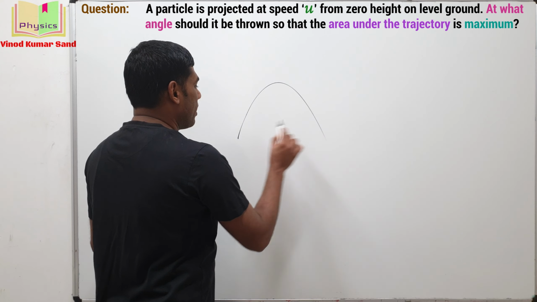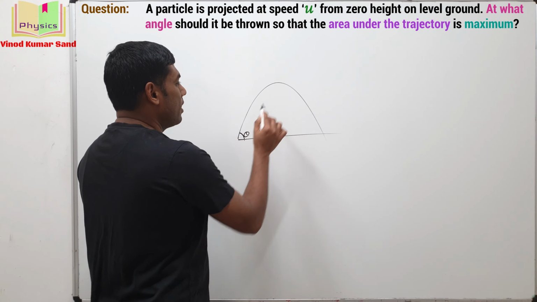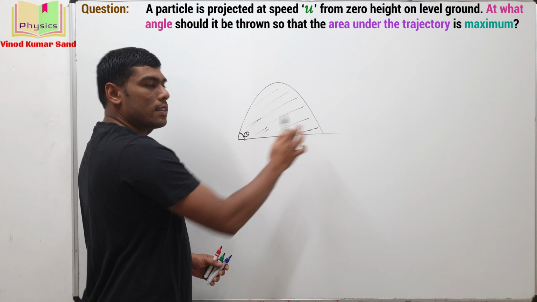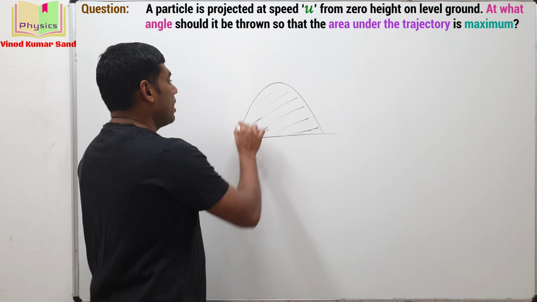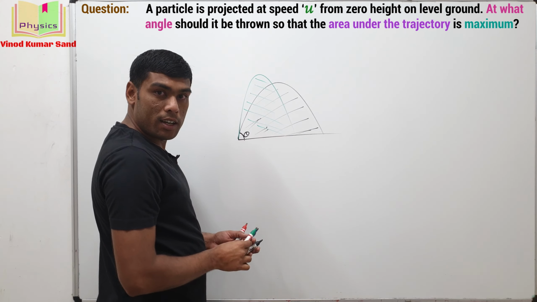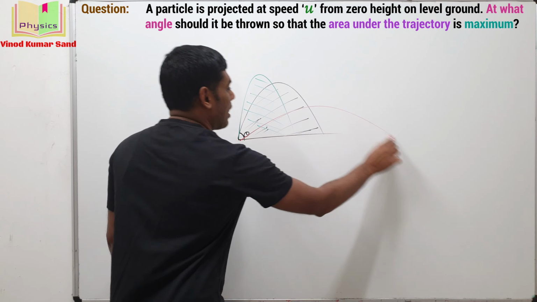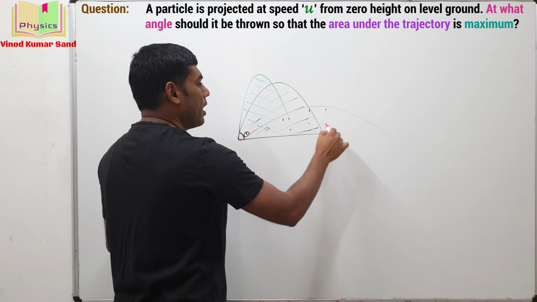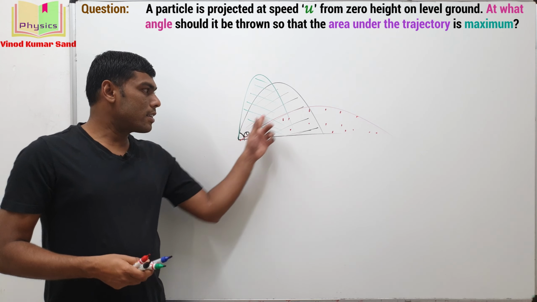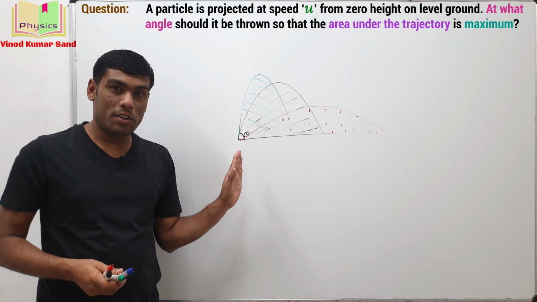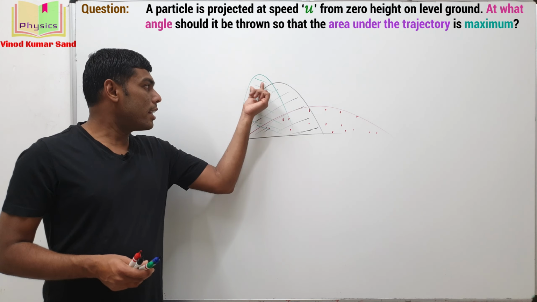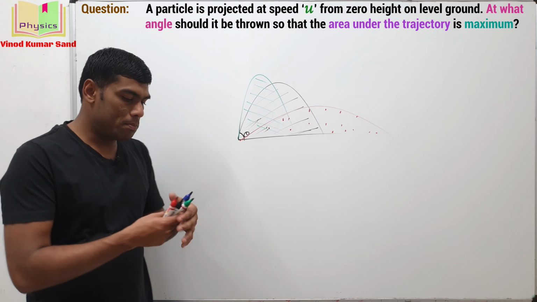Suppose we fire a projectile like this at this angle, then there will be some area under this curve, under this path. Got it? Suppose we change the angle and we fire it like this, then there will be some area under the curve. Okay, we fire it like this, again there will be some area under the curve. So the idea is pretty simple. For different angles, the area under the trajectory is different. You got it? How will we get that angle for which the area under the curve is maximum?